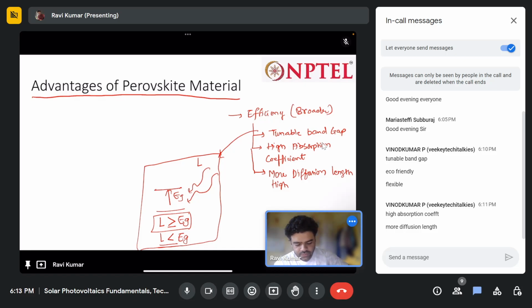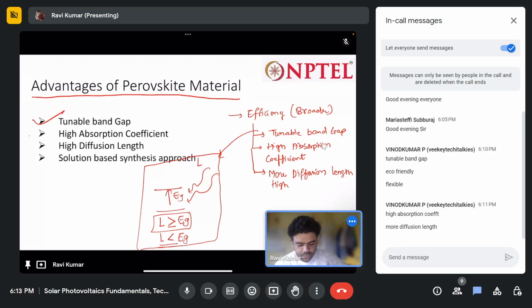So first tunable band gap, then high absorption coefficient, then high diffusion length. These are related to efficiency, and one is based on the synthesis process. It does not need high temperature, and it is very simple to synthesize in the laboratory or in the industry. It needs some inert environment, but it is not as complex as crystalline silicon, which needs very high temperature. So these are the reasons why we are moving towards this perovskite material.